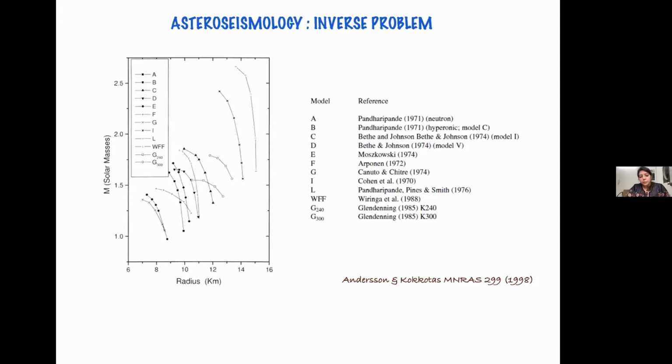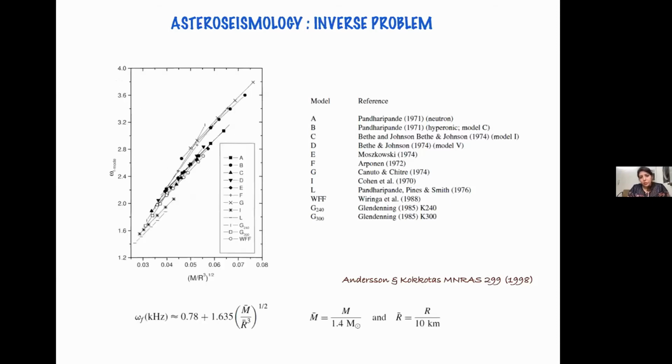So here on the right, you can see the summary of the models that they used to perform this study. And you can already see from the mass radius curve, many of these have already been invalidated now with the two solar mass neutron star observation. So with these realistic equations of state, they again plotted the F mode frequency versus the square root of the average density. And they found a fit relation for the correlation. And so this is what they propose now as a more realistic fit.